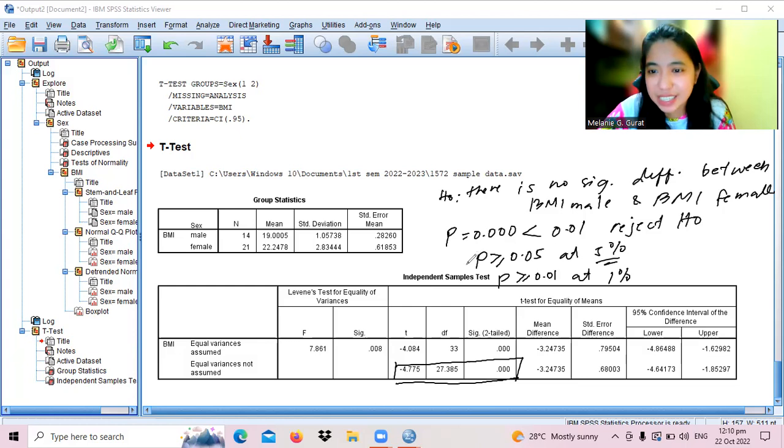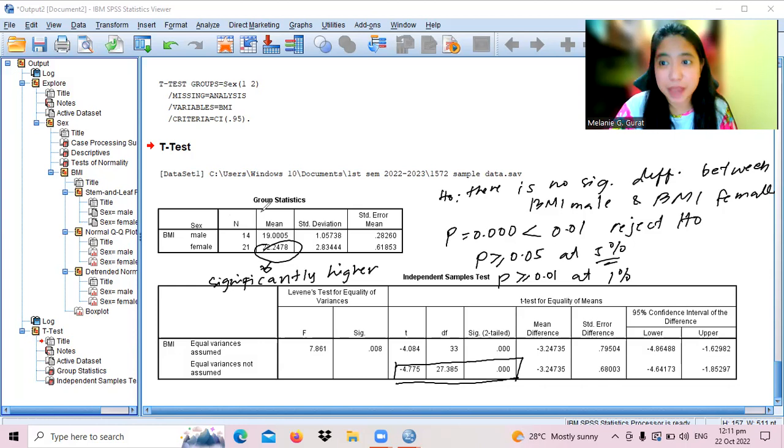Therefore, there is a significant difference between the mean BMI of male and the mean BMI of female students. It also further means that since we have a higher value here, the BMI of female students is significantly higher than the BMI of the male students.